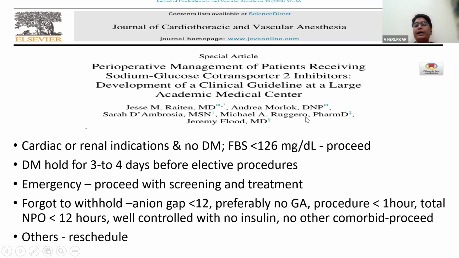Now, suppose by mistake one has forgotten to withhold, or you have asked the surgeon but they have not returned the order, then what they would do is check the anion gap. If it is less than 12, in a procedure which requires no GA and lasts less than 1 hour, and the total fasting duration is going to be less than 12 hours, the patient is well controlled clinically, has not received insulin, and has no other comorbidity, then they would proceed with such an elective procedure. But even if one of these factors is negative, then they will reschedule the surgery.